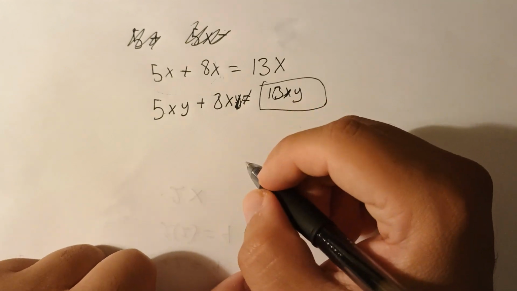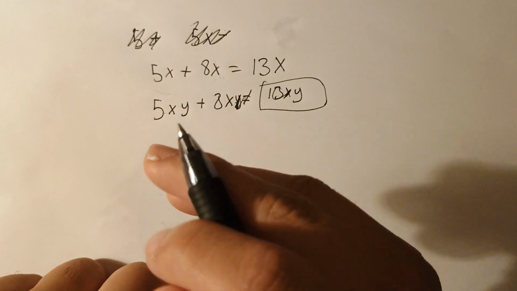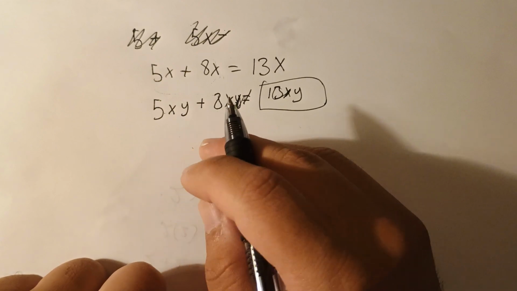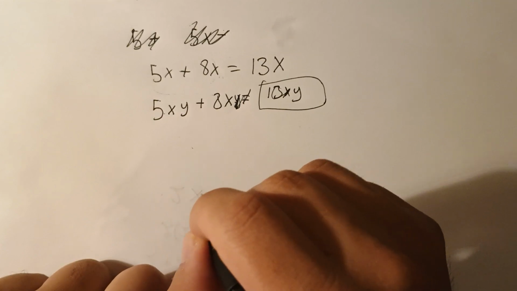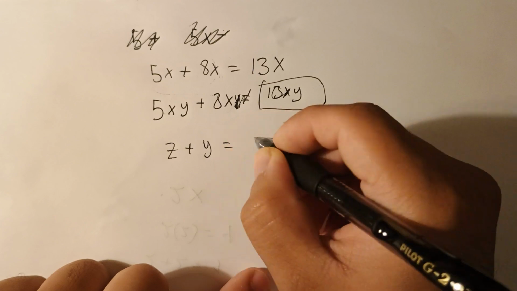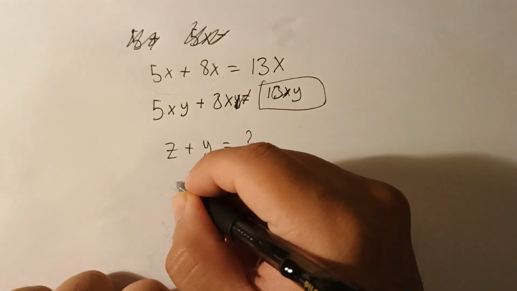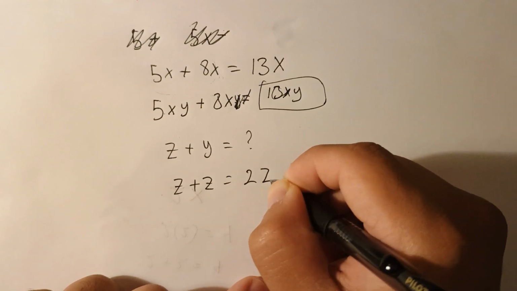So when we're adding like terms, we can only do it if they have exactly the same letters. And we can only combine letters that are the same. So we can't add a z plus a y. We don't know what that is. If it was z plus z, we could just rewrite it as 2z.